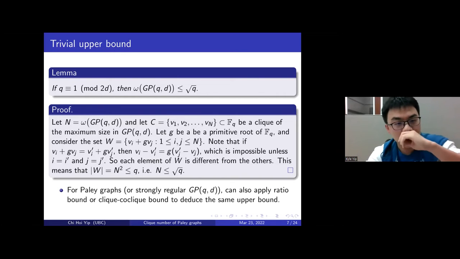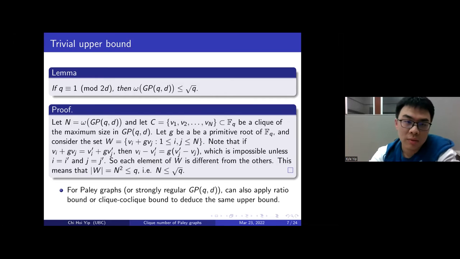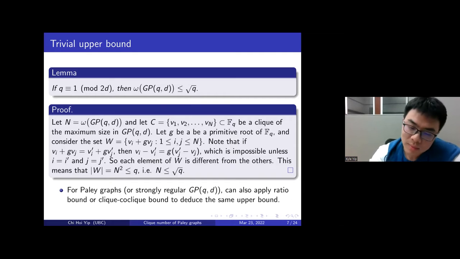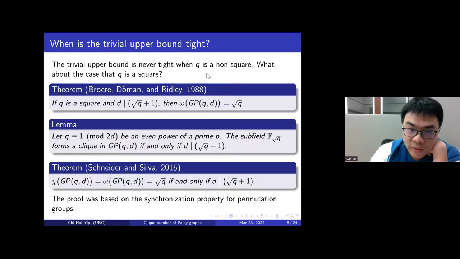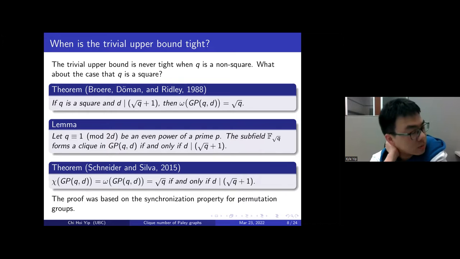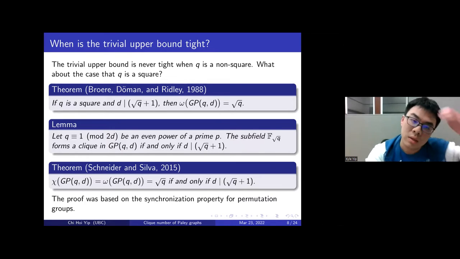Before introducing some recent progress on the improvement of this triple upper bound, I think it's natural to first try to understand when this triple upper bound is tight. So that will be the topic of the next few slides. First, it's easy to see that if Q is a non-square, then the upper bound is never tight. Because if Q is a non-square, then square root Q is not an integer, but we know that the clique number must be an integer. So the upper bound is never tight when Q is a non-square.